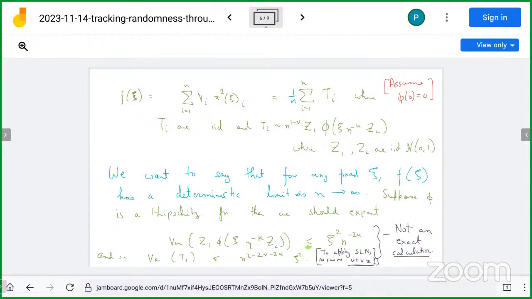So just as we discussed, this, in fact, requires that.